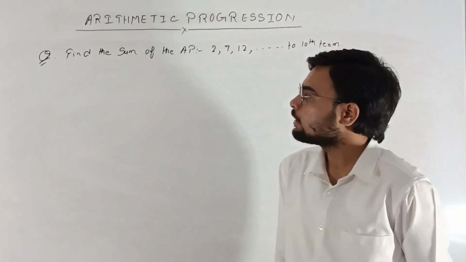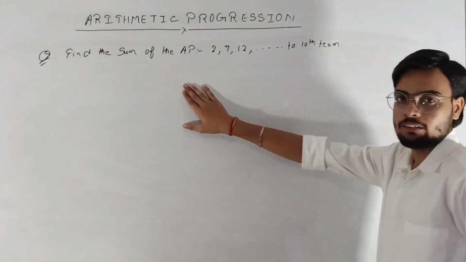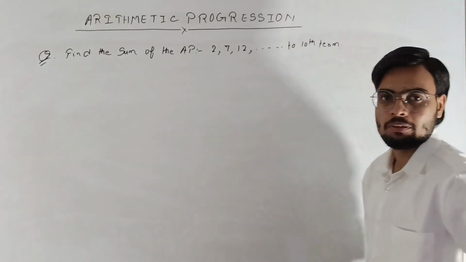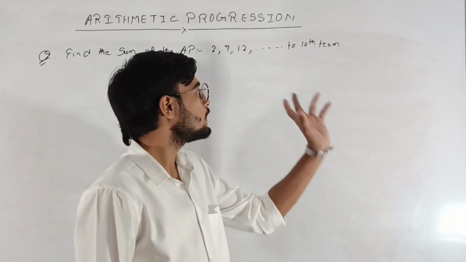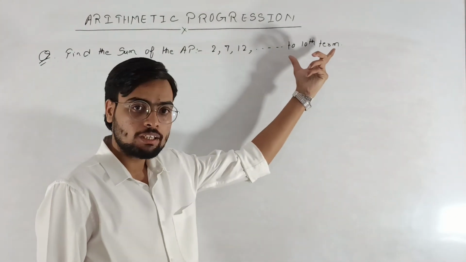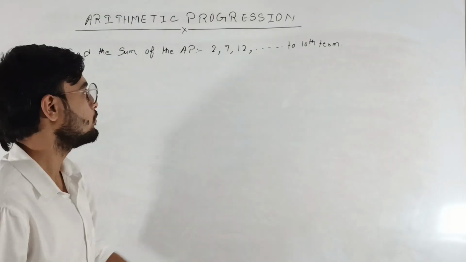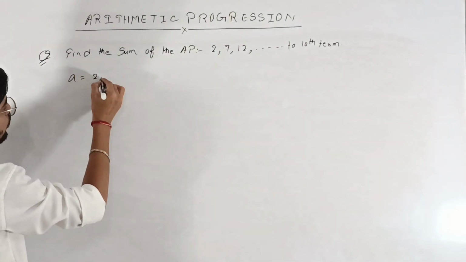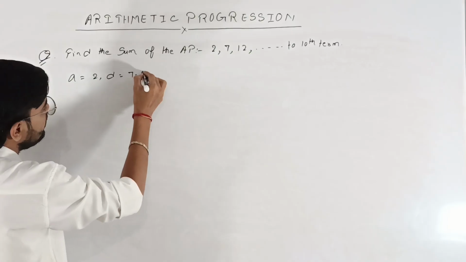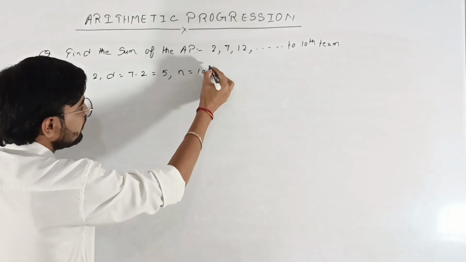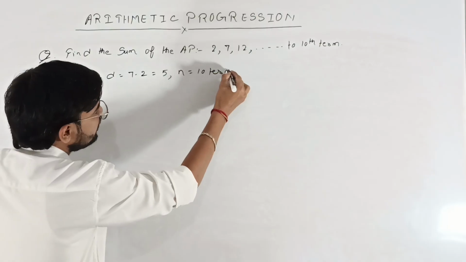Now our first question is: find the sum of the AP 2, 7, 12 and so on, up to 10 terms. We have to find the sum of this AP up to 10 terms. So from here I write a is 2, d is 7 minus 2, which is 5. We have to find the sum up to 10 terms, so n is 10.